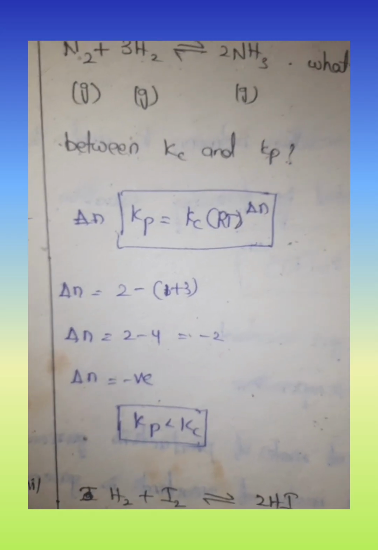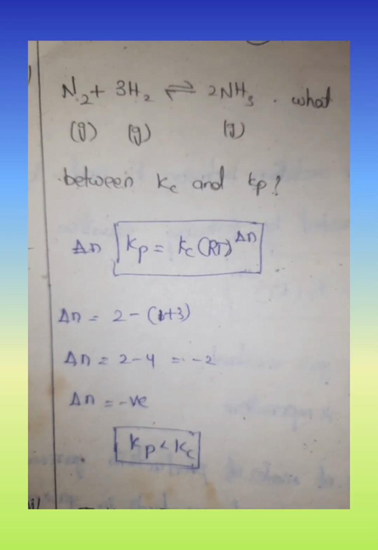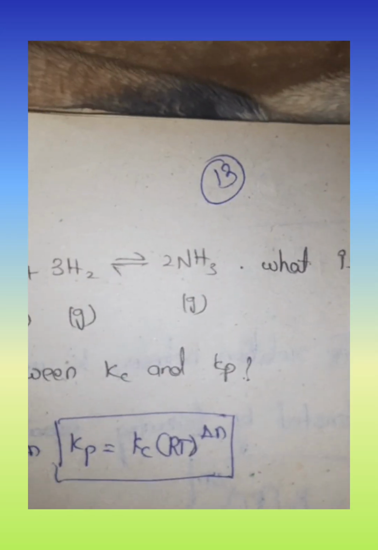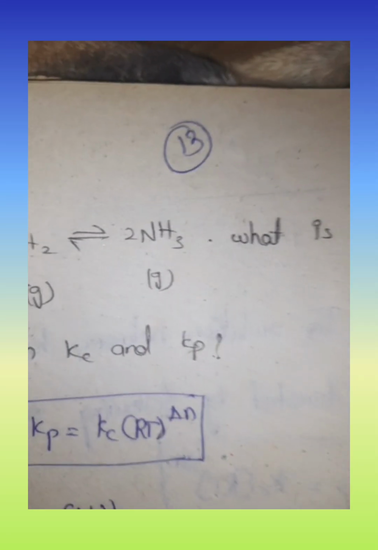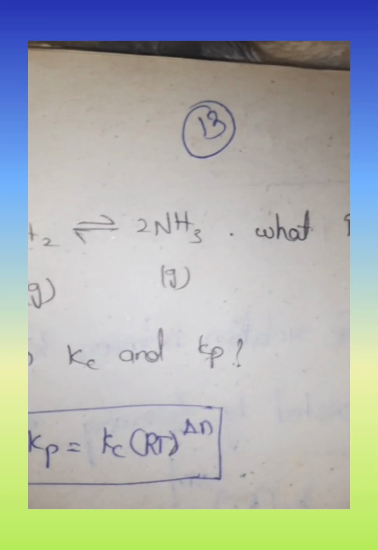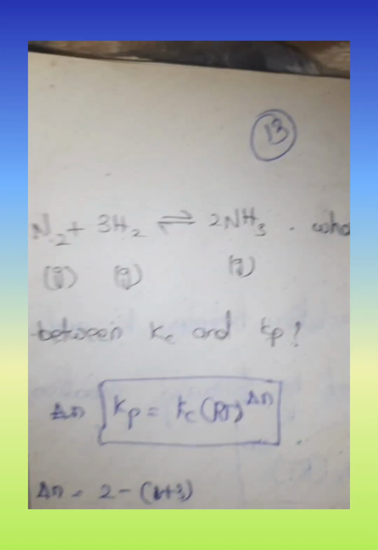Here delta n equals 2. How to take it here? The moles of products in the gaseous state. Here, ammonia, how many moles? Take the 2 moles already.